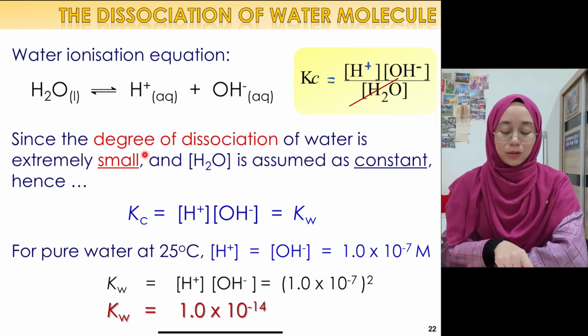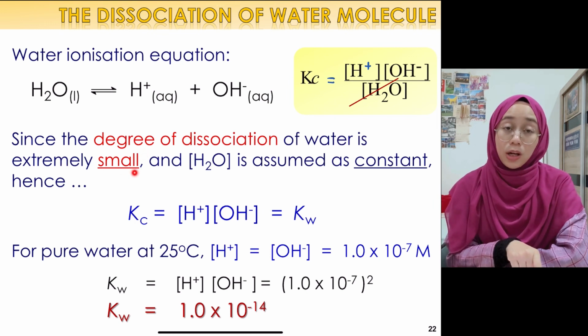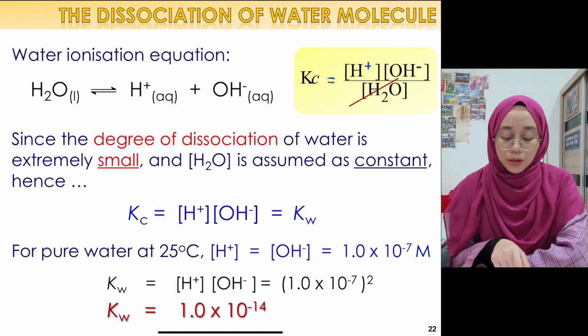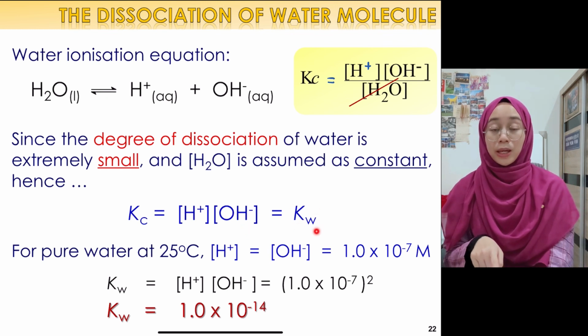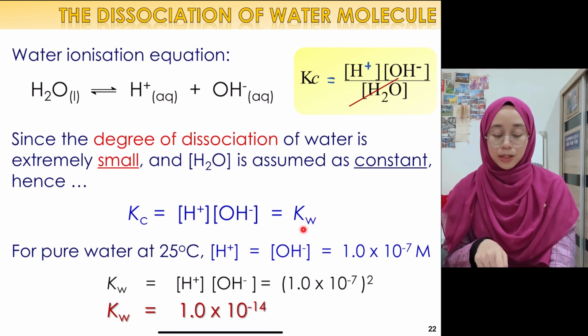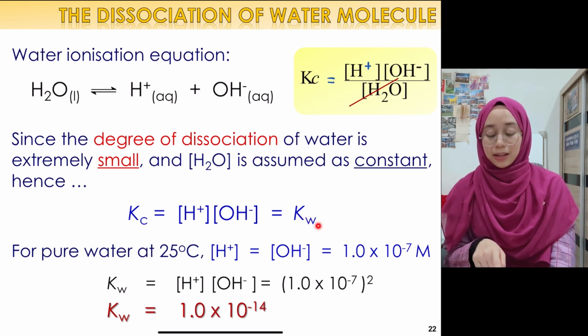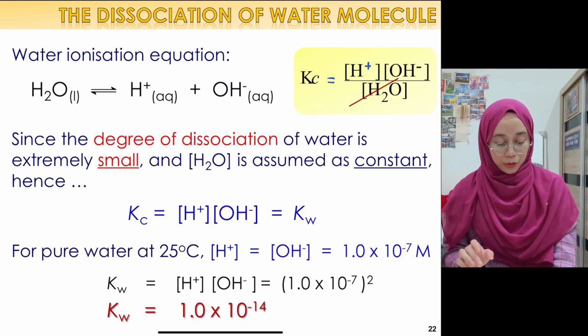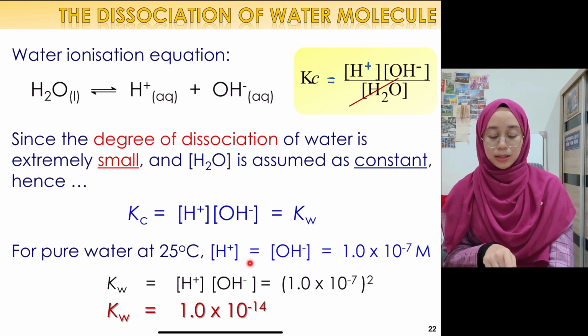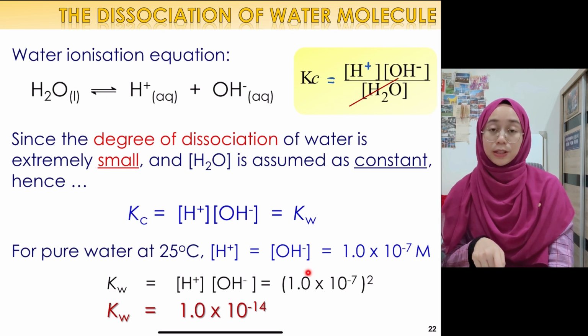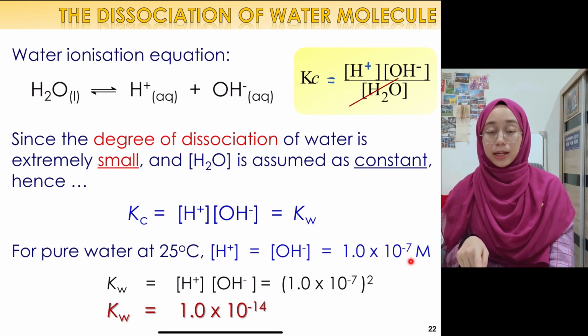So since the degree of dissociation of water is extremely small, so alpha dia very small, water is assumed as constant, hence Kc is equal to H+ darab dengan OH- concentration equals Kw. Kw ni maksudnya adalah dissociation of water sebenarnya. W dekat sini adalah water, K adalah dissociation constant dia. Okay, so for pure water at 25 degrees Celsius, H+ concentration dengan OH- concentration adalah sama, which is 1 exponent negative 7 molar.